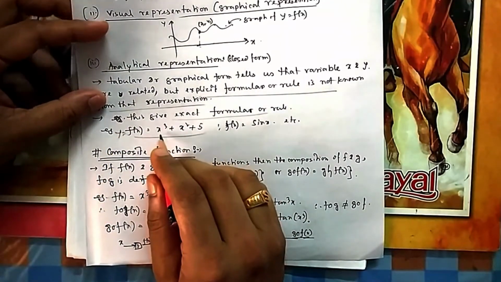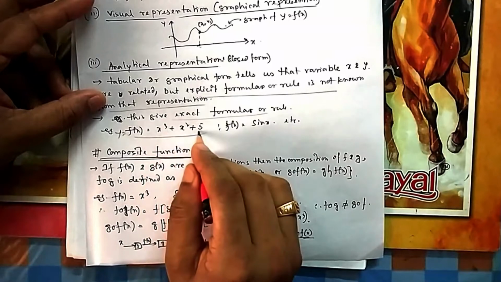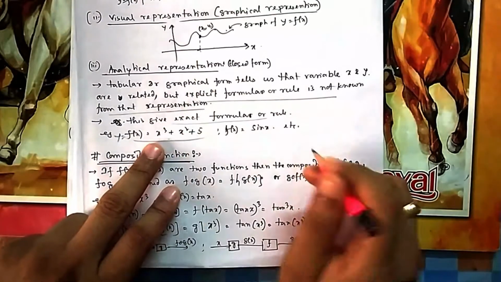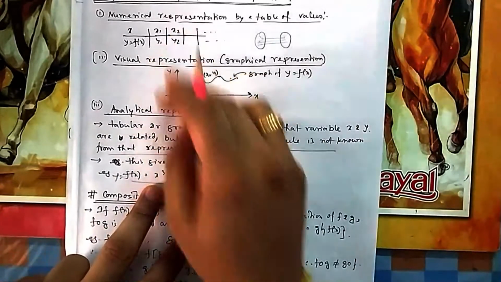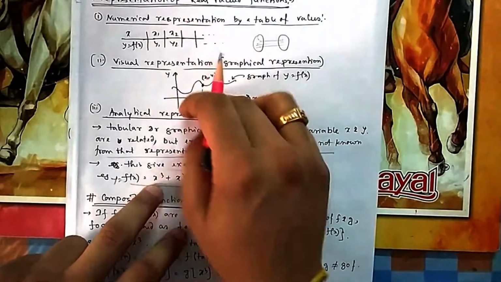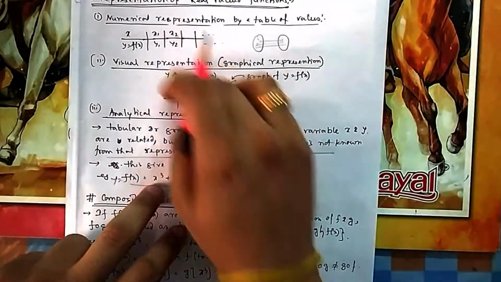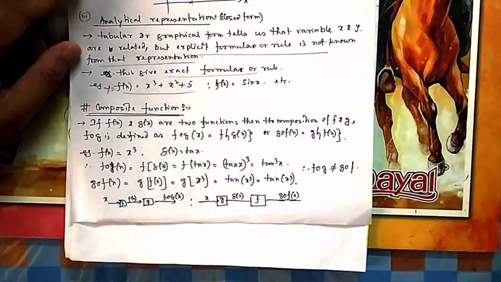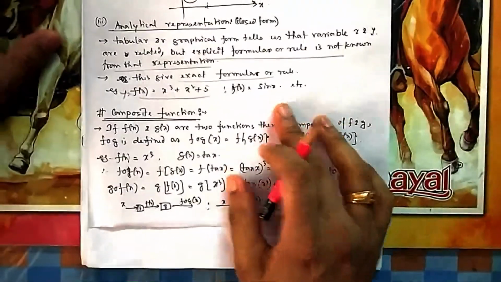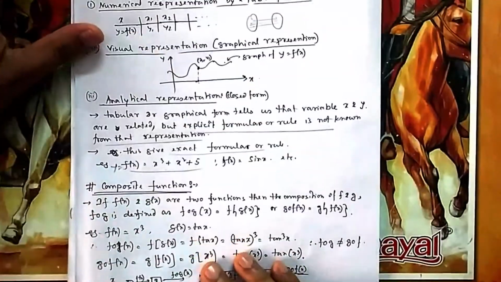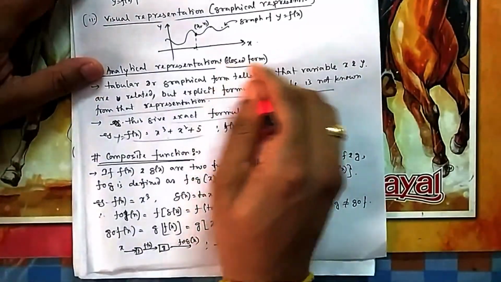If you give x, take this expression and put x equal to 1, calculate it, and you will get the corresponding y. From that you can form the table, and you can also plot the graph. So using an analytical expression, these two can be formed, but using these two, this cannot be formed. Generally, this is the format we give, and we draw the curve and find the points from that analytical expression, which is also known as closed form.